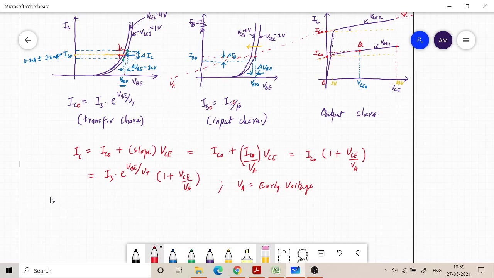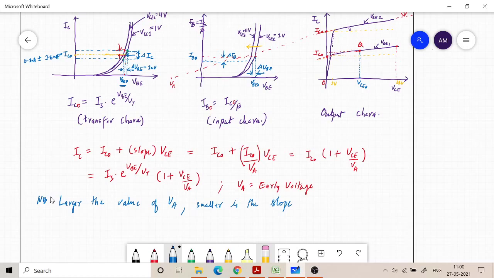The larger the value of VA, this line is going to meet the axis far away from the origin, which means that the slope is going to be smaller. Larger the value of VA, smaller is the slope.